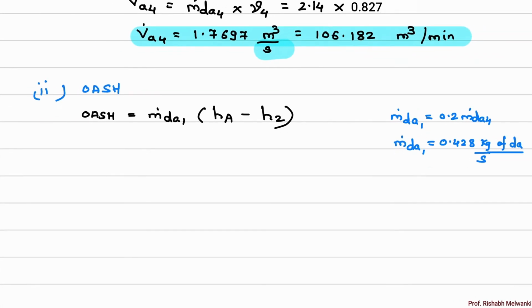Now substitute the values here. m dot dA1 is 0.428 into HA. HA value we have already read. Okay, I'll write down the value 67 and H2 value is 51. So we can calculate outside air sensible heat. That is equal to 6.848 kilowatt.